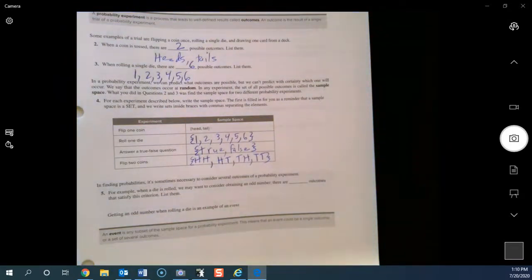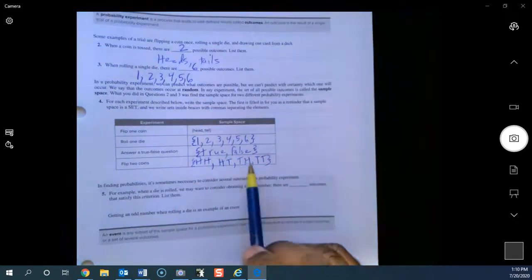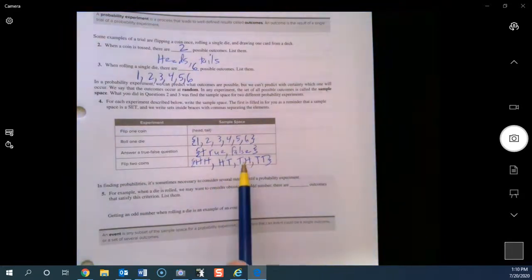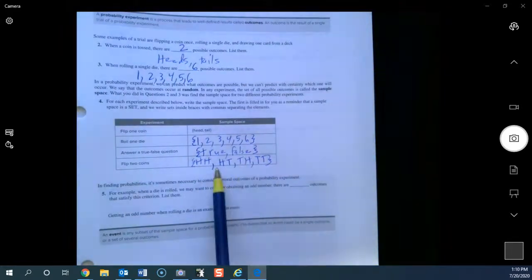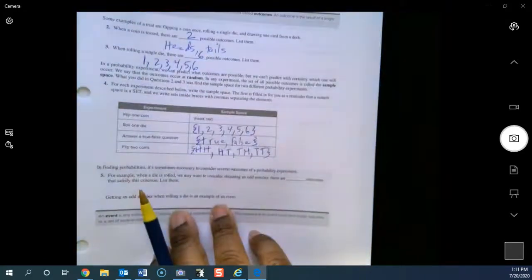Now, we come here to problem number 5. Oh, one other thing. Before we go to problem 5, heads-tails and tails-heads are different when it comes to probability, even though they have the same elements. They're still considered different because heads was first here, tails was second, as opposed to tails being first and heads second. Okay, so now we go here to number 5.